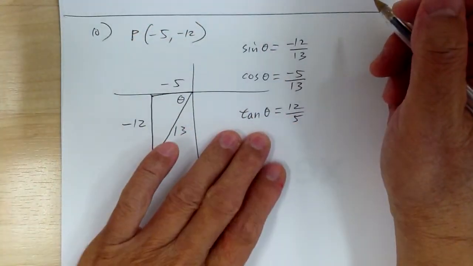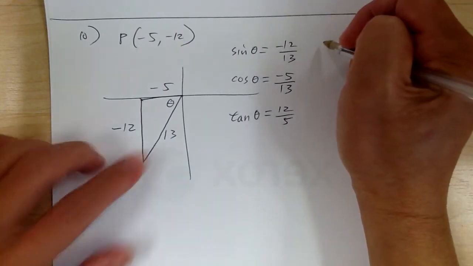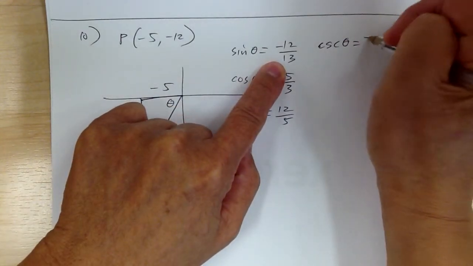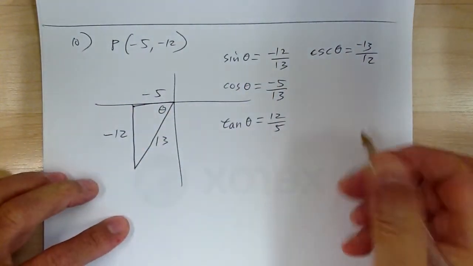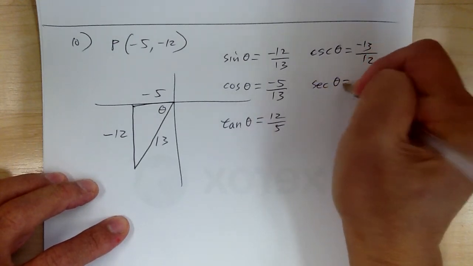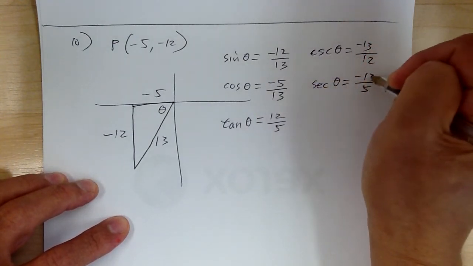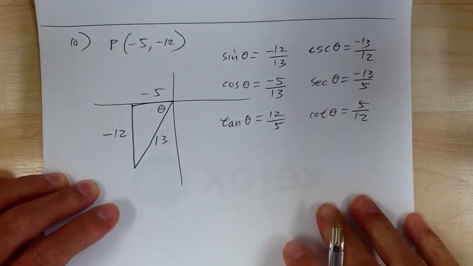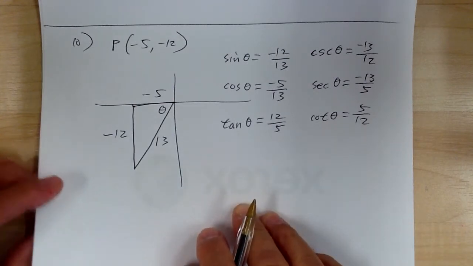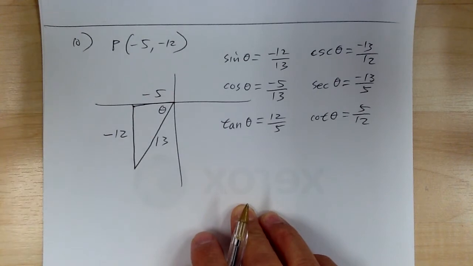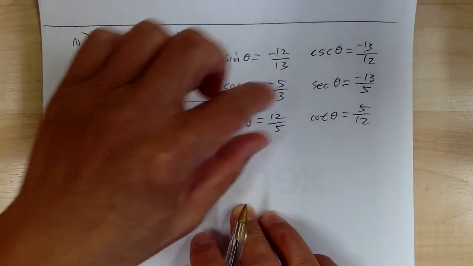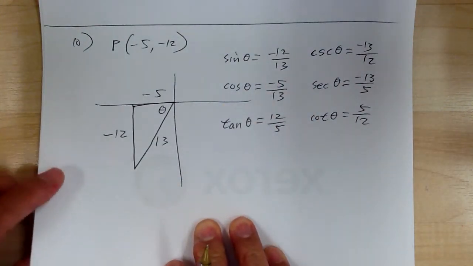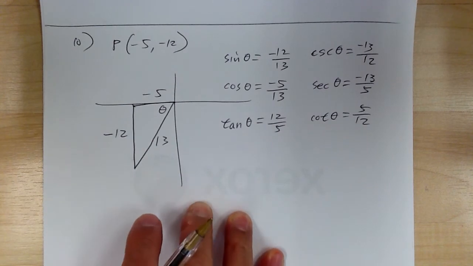So after you get the first 3, the other 3 would be just reciprocal. So sine goes with cosecant. So it'd be -13 over 12. And secant, it'd be -13 over 5. And cotangent is 5 over 12. Okay, and that's it. So again, the key is draw your triangle, label all 3 sides, and then use the definition of each function, and then you get all the ratios, and that's it. Okay, so every point is the same thing.